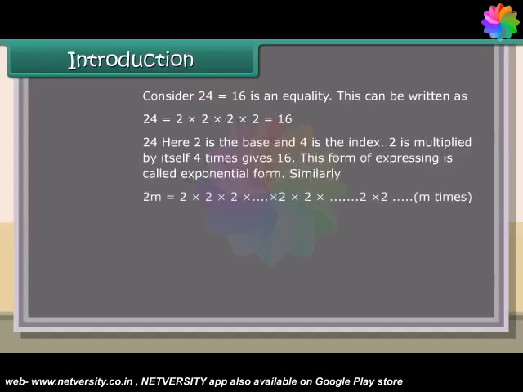Similarly, 2^m = 2 × 2 × 2 × and so on, 2 × 2 so on m times. Here 2 is the base and m is called the exponent, power or index.